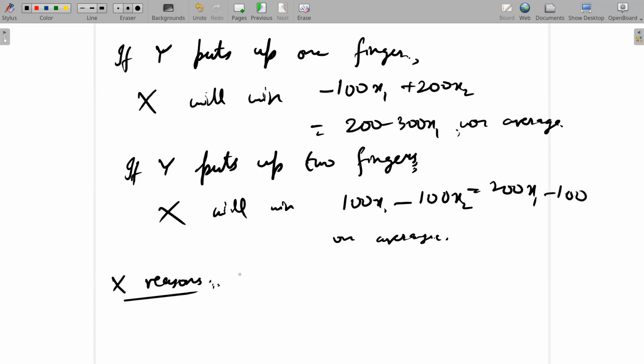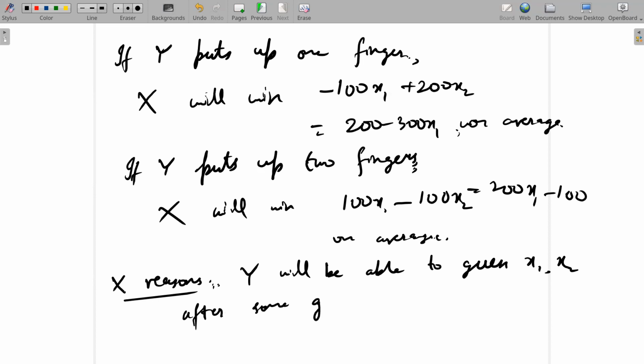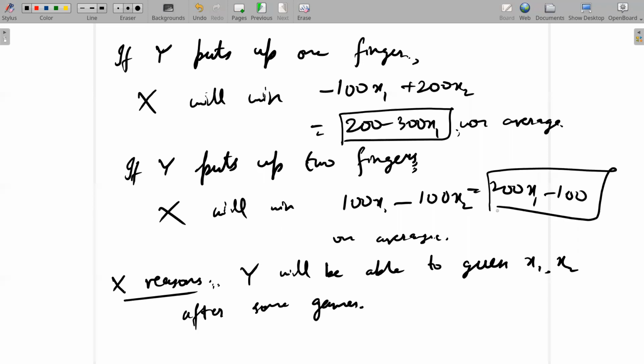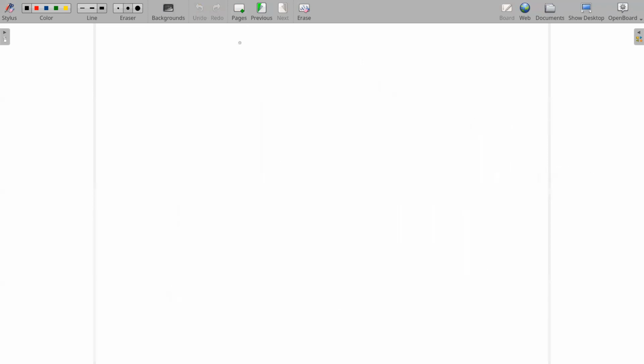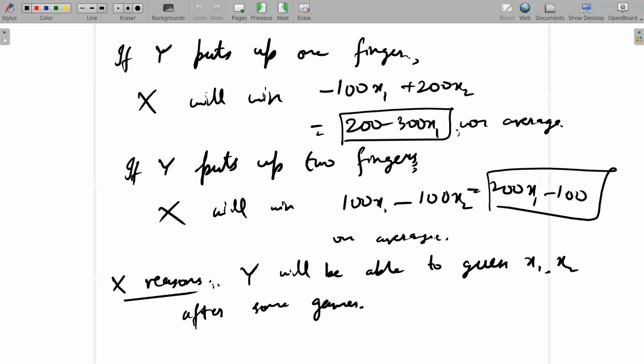So x is thinking, okay, and y also knows what I'm doing, right? So y will be able to guess x1, x2 after some games. So again, this is the frequentist approach to statistics. Okay, so then he says, I have these two payoffs. I have not made my choice of x1 yet. So whatever choice of x1 I make, these are the average values I'll be winning.